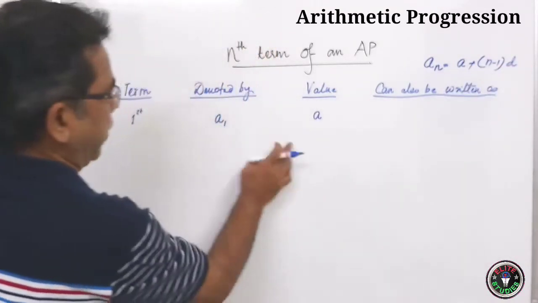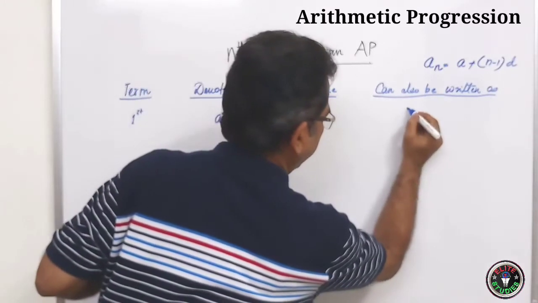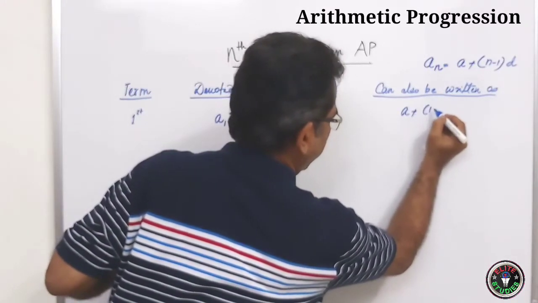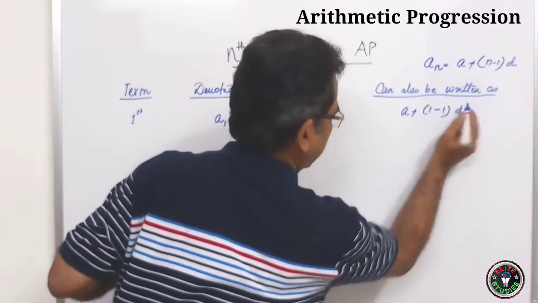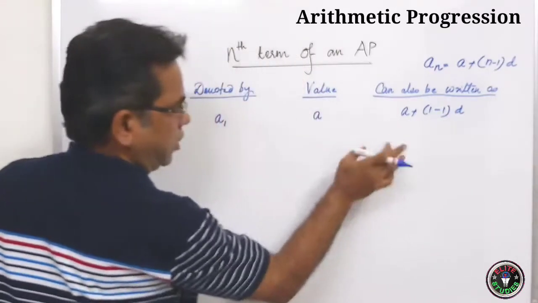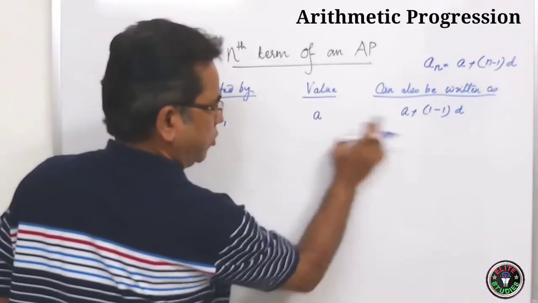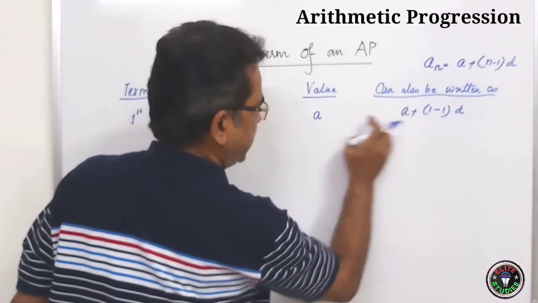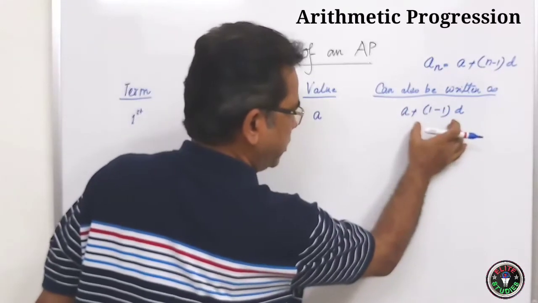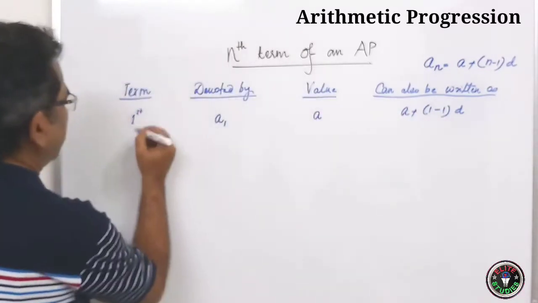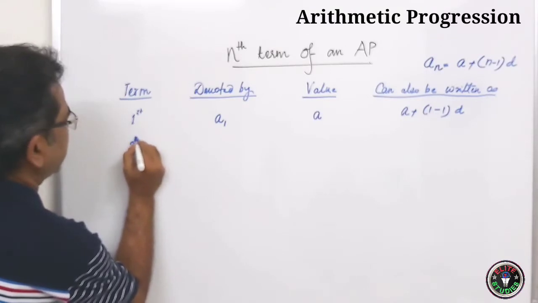Now the value can also be written as a + (1 - 1)d. Why have I written it like this? You will understand it later. Now see, 1 minus 1 is 0, so 0d means it is a only. Why have I written it like this? You will understand it. Now let us go to the second term.